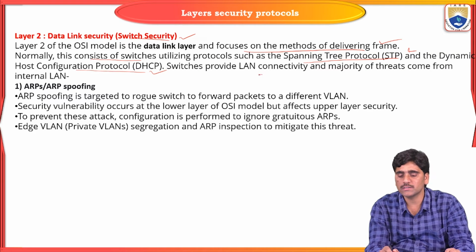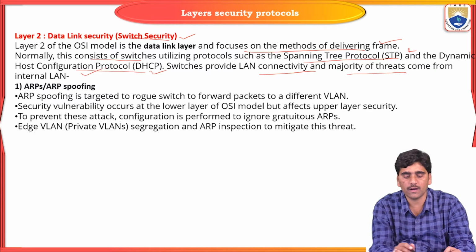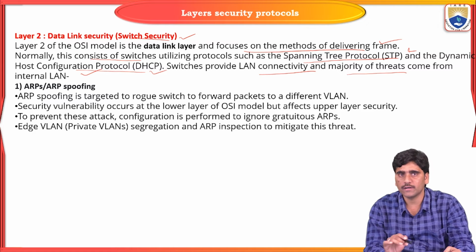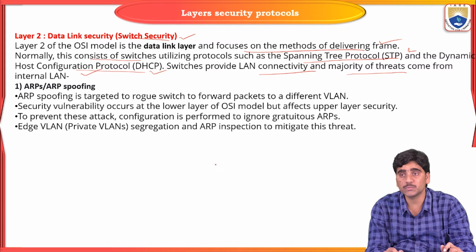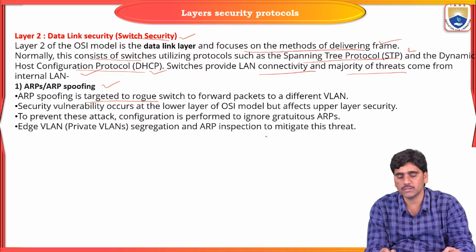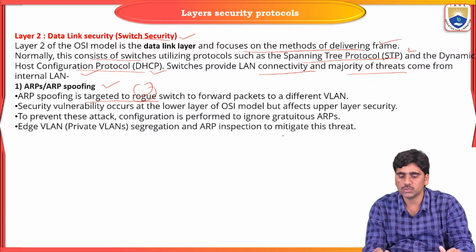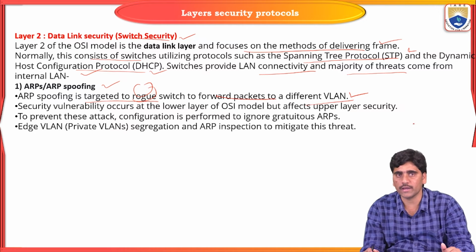These switches provide LAN connectivity, and the majority of threats come from the internal LAN. Here the first one is ARP spoofing. It is targeted at a rogue switch, that is, an unauthorized switch, to forward packets to different LANs or different VLANs.